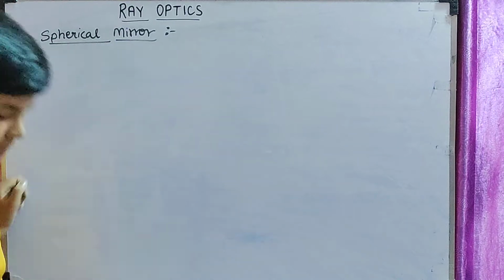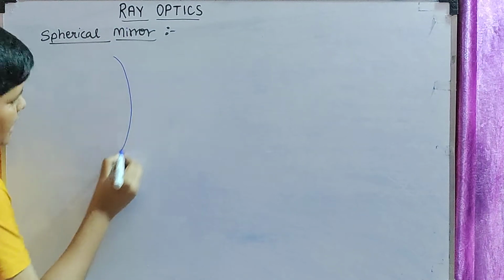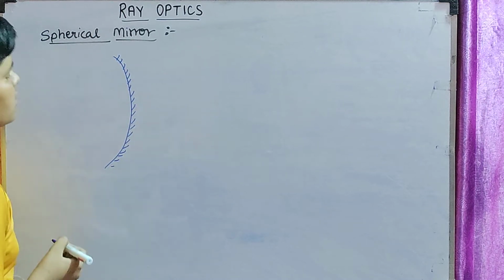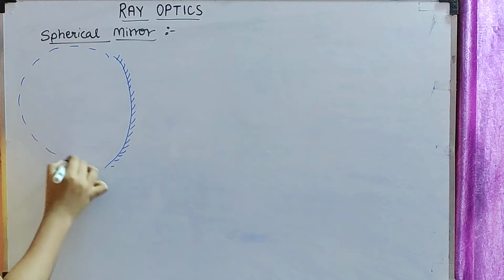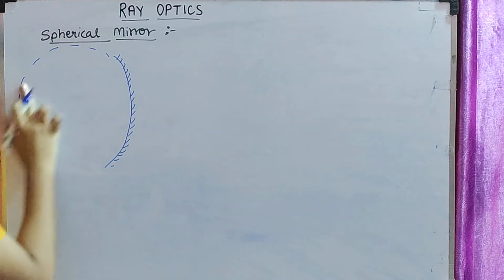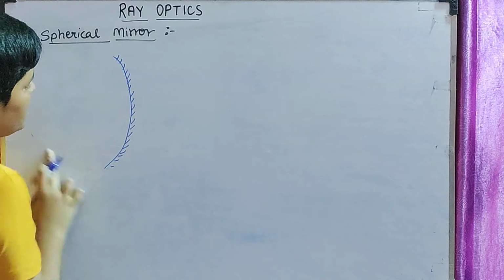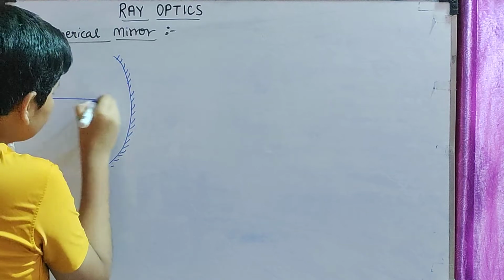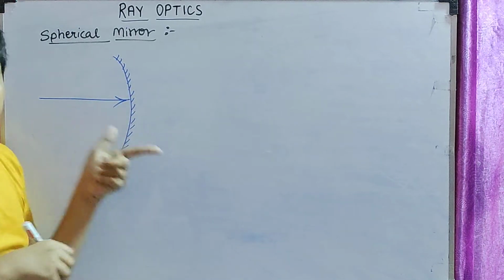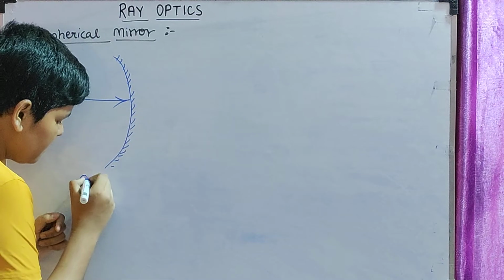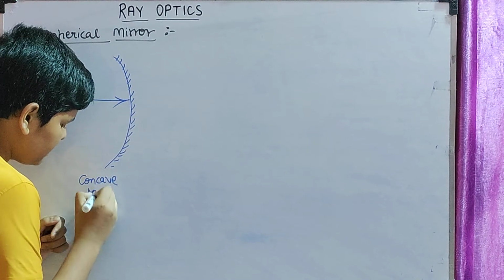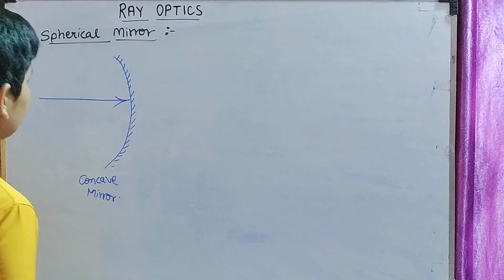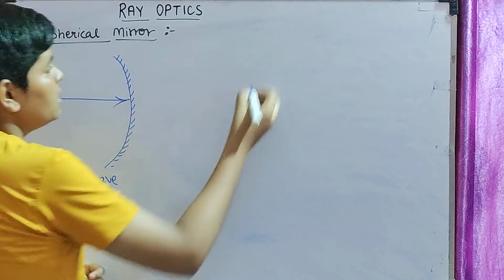So here let me draw one mirror like this. This appears to be a sphere, right? So we have cut a portion of the sphere. So this is one spherical mirror. This type of mirror, which is like a cave inside, right? We are producing a beam like this. It is like the beam is going inside a cave. So this is called concave mirror. We are producing a light inside a cave. So this is concave mirror.